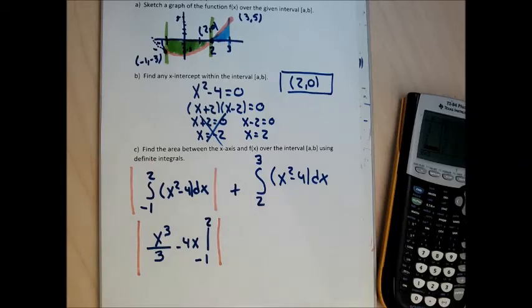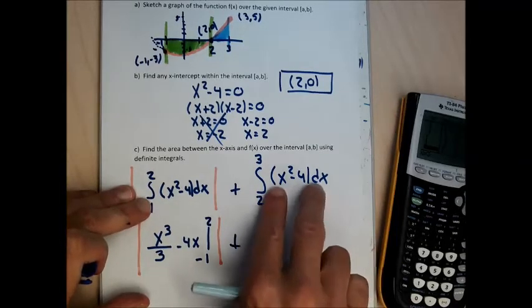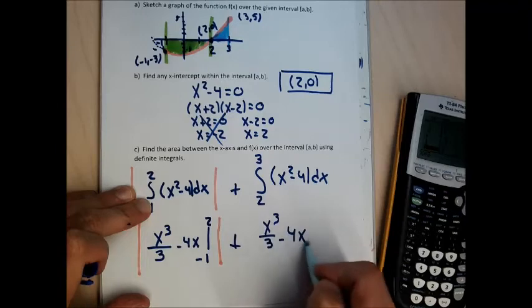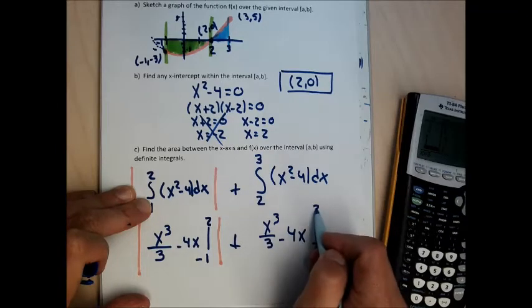I'm trying to make an area as opposed to a definite integral. They're related, but not exactly the same. I'm going to make that number positive. And then I'm going to do this computation. This integrates to x cubed over 3 minus 4x. And I need to do that between 2 and 3 as well.